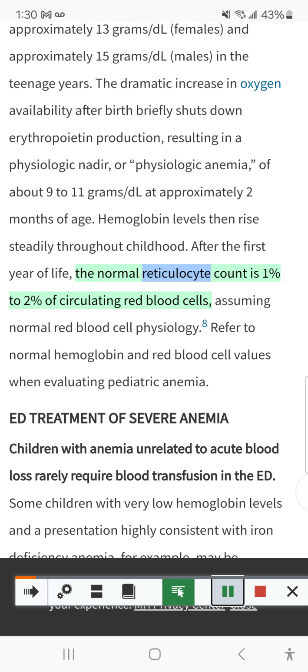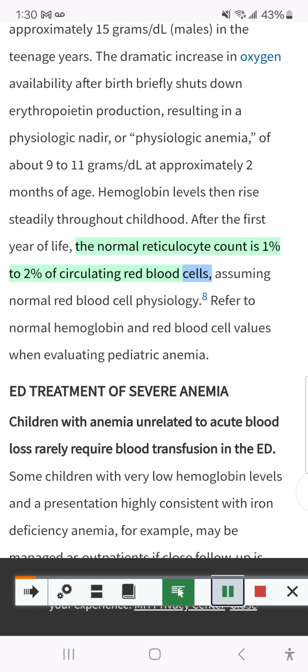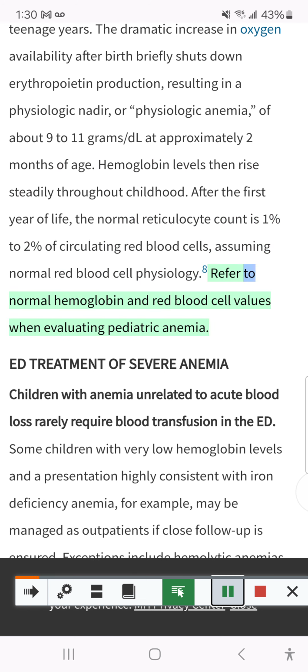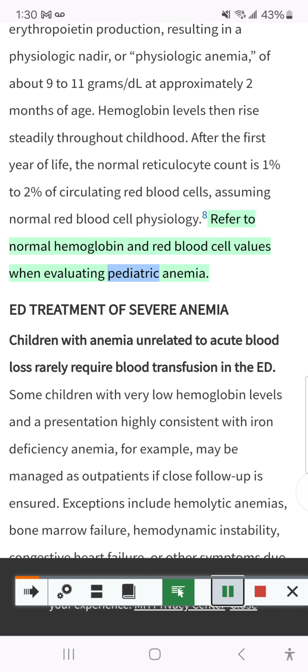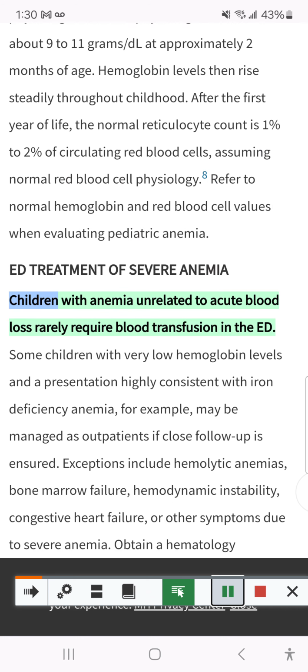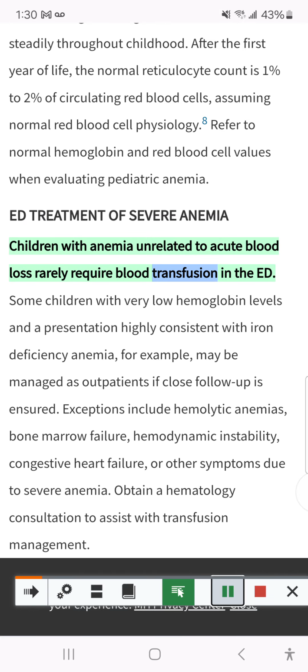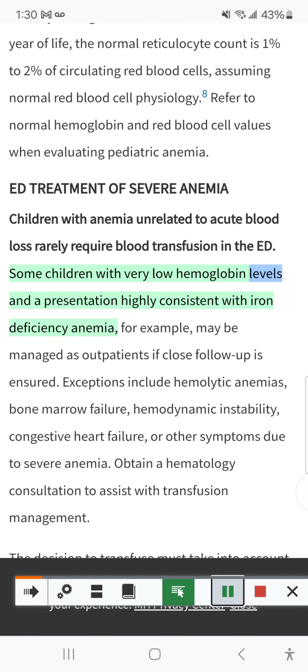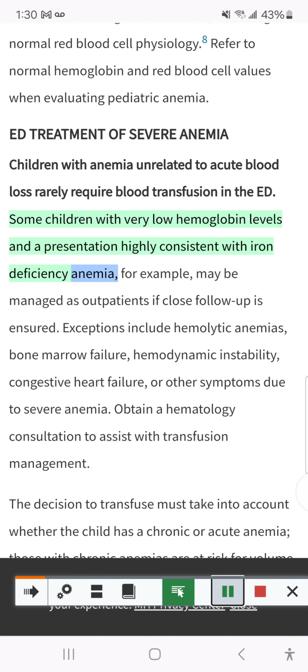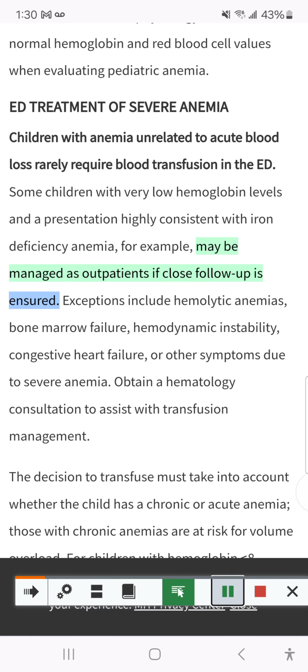After the first year of life, the normal reticulocyte count is 1% to 2% of circulating red blood cells, assuming normal red blood cell physiology. Refer to normal hemoglobin and red blood cell values when evaluating pediatric anemia. Treatment of severe anemia. Children with anemia unrelated to acute blood loss rarely require blood transfusion in the ED. Some children with very low hemoglobin levels and a presentation highly consistent with iron deficiency anemia, for example, may be managed as outpatients if close follow-up is ensured.